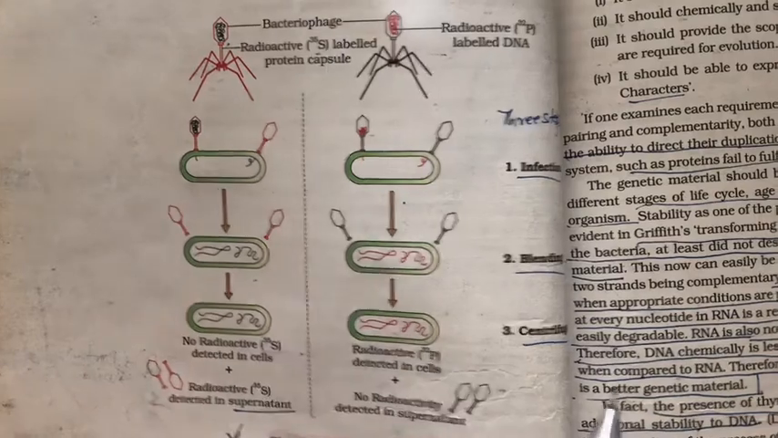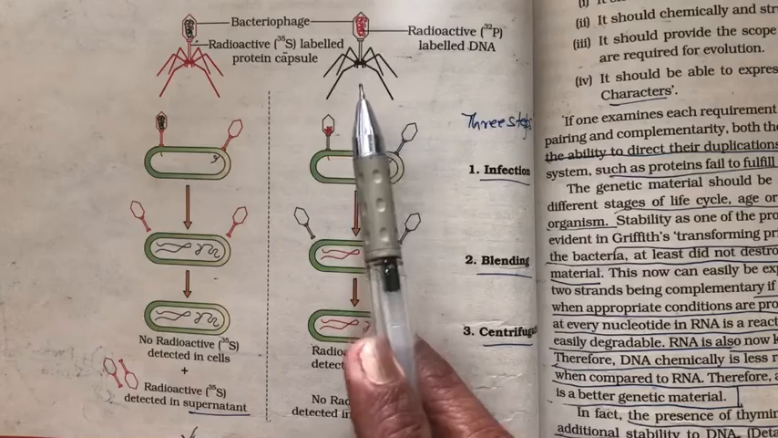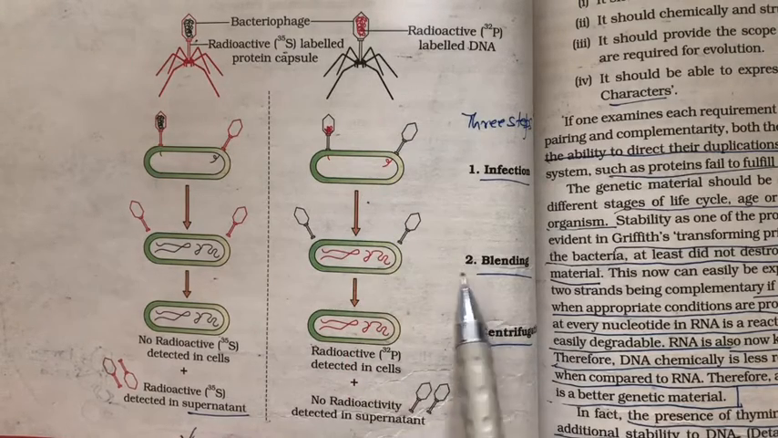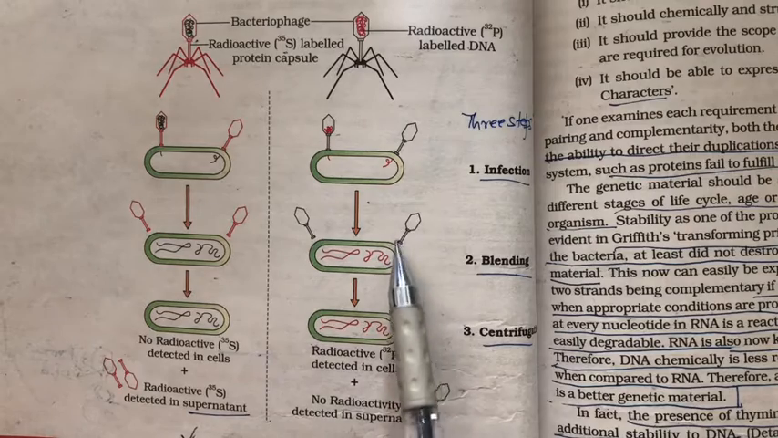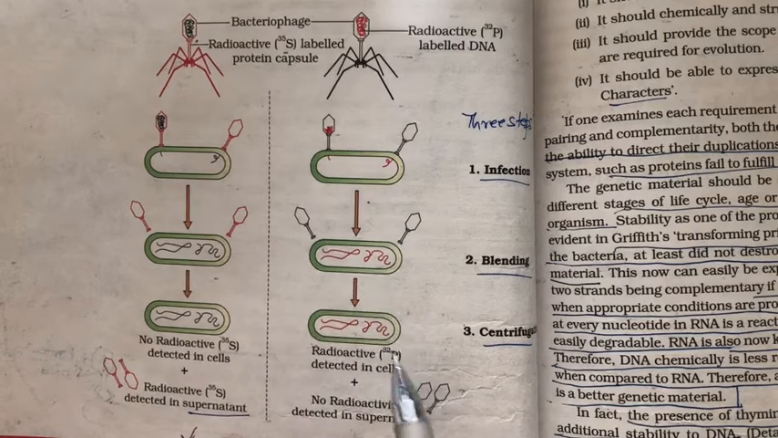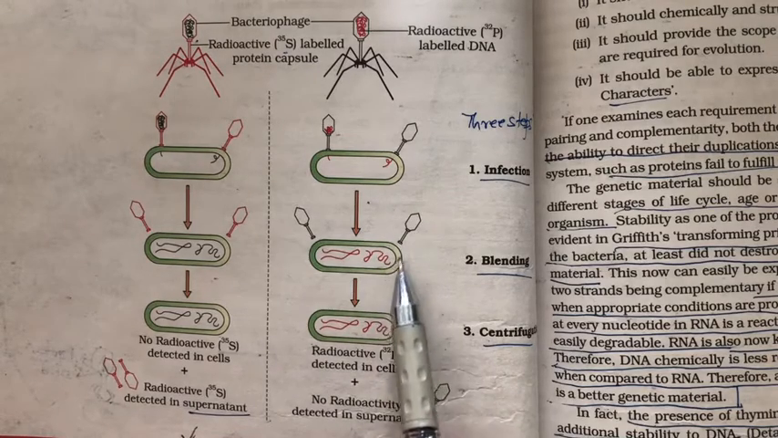So the whole experiment happened in 3 steps. The first step is called infection, where the phage was made to infect the bacteria. The second step was blending. Blending means the ghost, the empty thing that is outside, has to be removed from the bacterial cell. And the third step is called centrifugation, where these two things have to be separated on the basis of density.